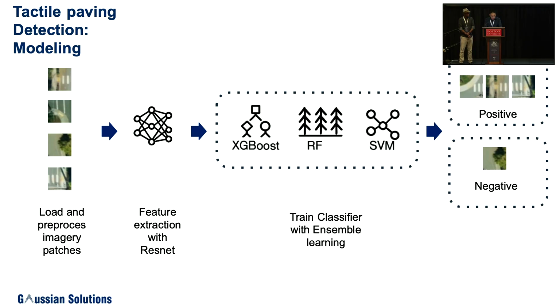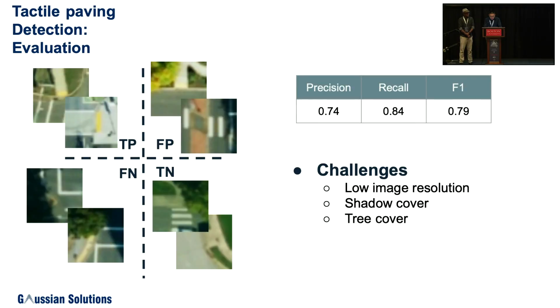And after we train the model, we input any OSM data set, and then we look at the curb nodes. We sample around the curb node for image patches, and then we classify as positive or negative for whether there's a tactile paving around that curb node. So that's the evaluation we have on the unseen data set. About 80% of them are right. We also have similar challenges as before, lower image resolution and shadow coverage. And we are using a similar approach to try addressing this.